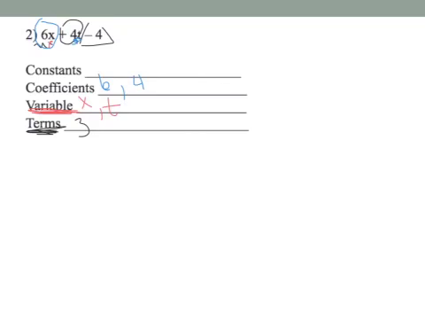Then our last one asks for the number of constants, or what is the constant. So your constant is your plain number, a number that doesn't have any variables with it. It's not being multiplied. And if you notice here at the end we have this -4, so our constant is a -4.